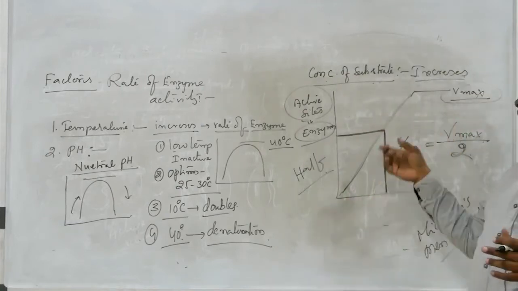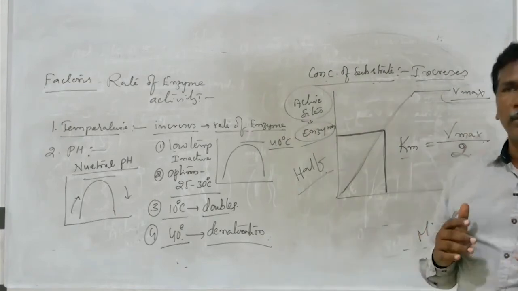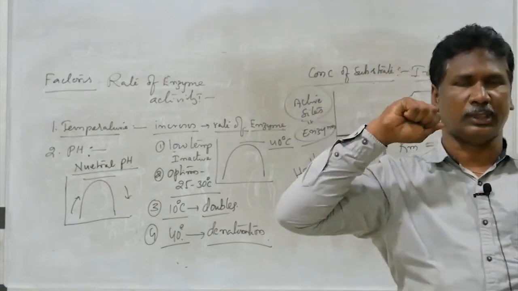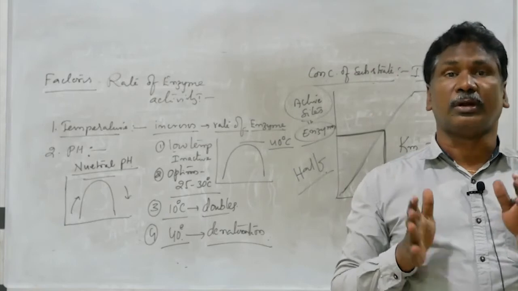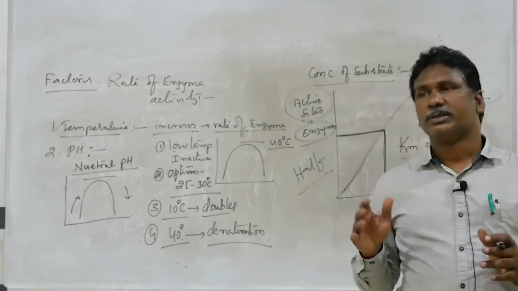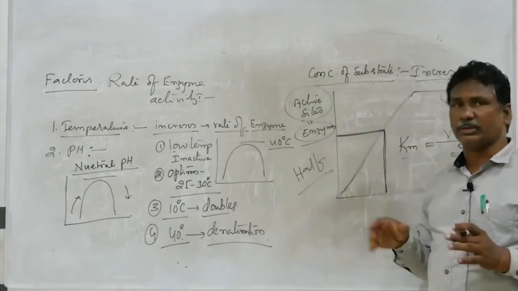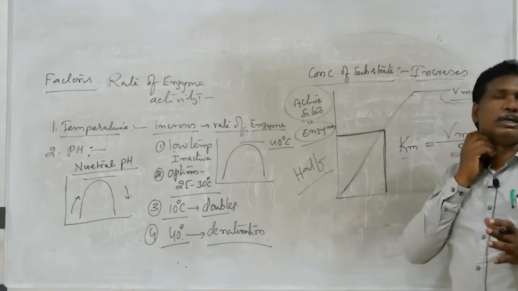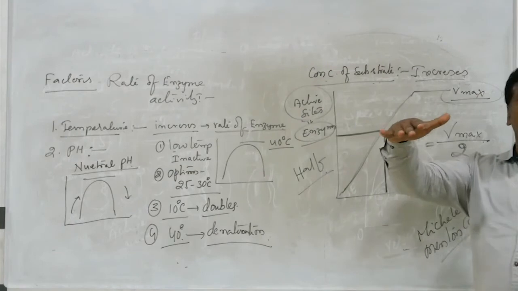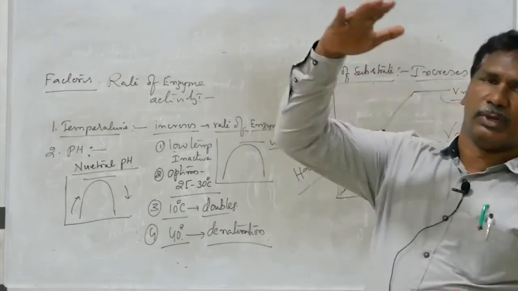The Km value depends upon the concentration of the substrate. What is the Km value? When the enzymatic activity reaches half of the maximum velocity, the concentration of the substrate at that point is important.